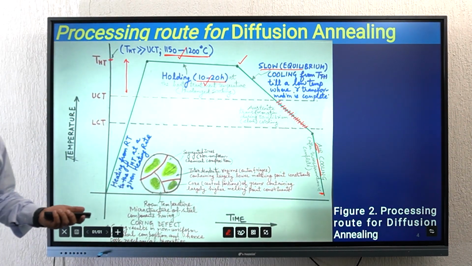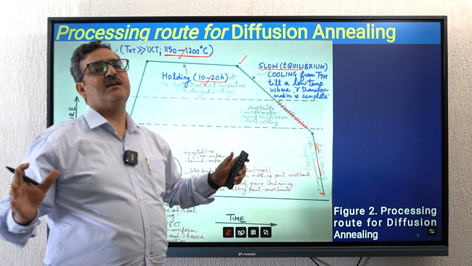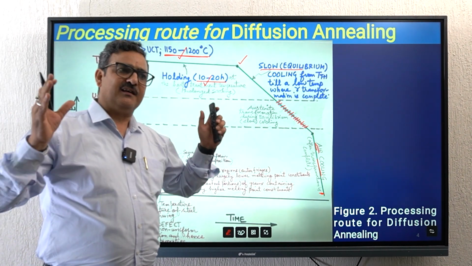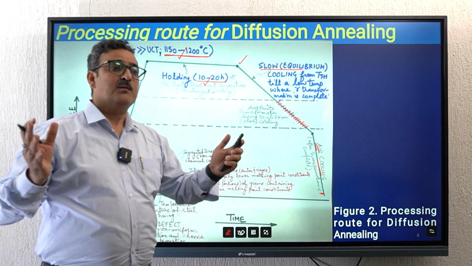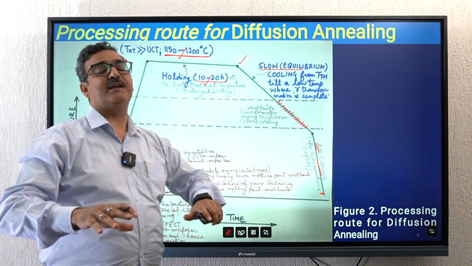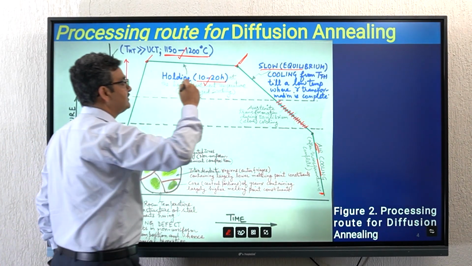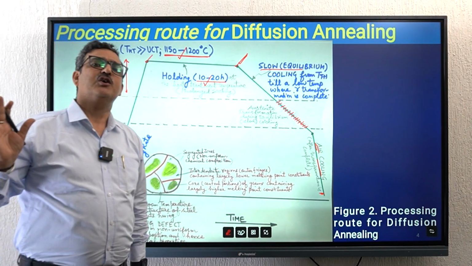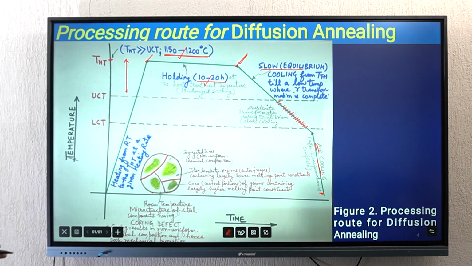As you come to room temperature, you realize that enough diffusion has occurred in the steel. Any coring, any interdendritic zones which had different chemical compositions, by virtue of diffusion taking place because of these high temperatures and long holding periods of time, diffusion completely takes place in this process and eliminates the coring defect. So this is the procedure that is followed for diffusion annealing.